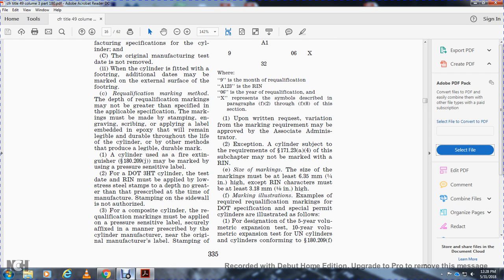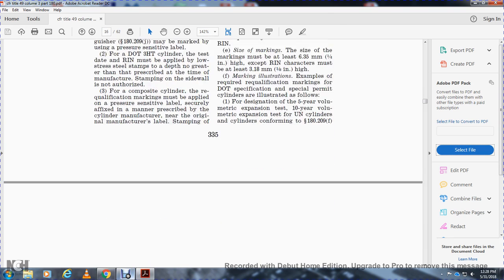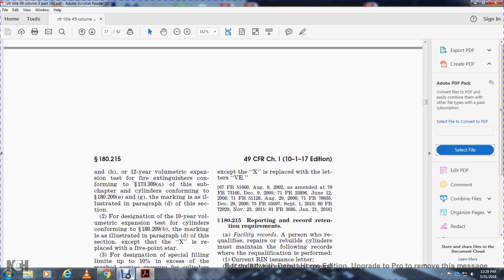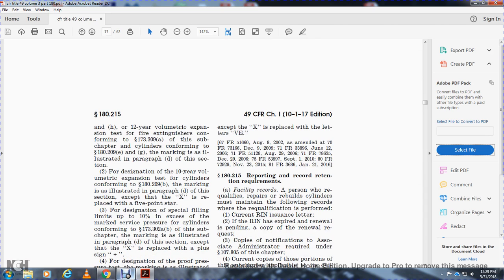For the designation of the 5-year volumetric expansion, the 10-year volumetric expansion test over the for the UN cylinders conforming with the statute 180-209F, and H for the 12 volumetric expansion for the fire extinguisher over the conforming with the 173 and 309 with the subchapter of the cylinders conforming to the 108-209E and G with the mark of the illustrated in paragraph D of this section.